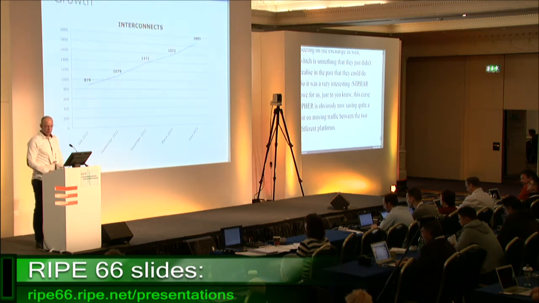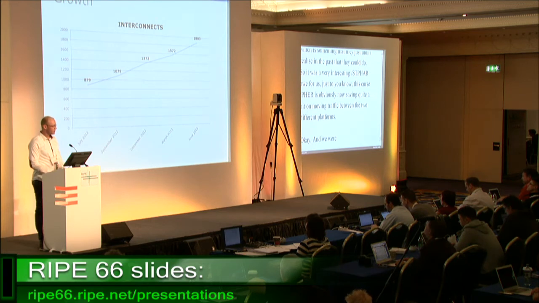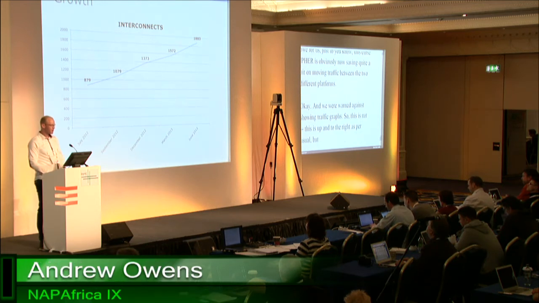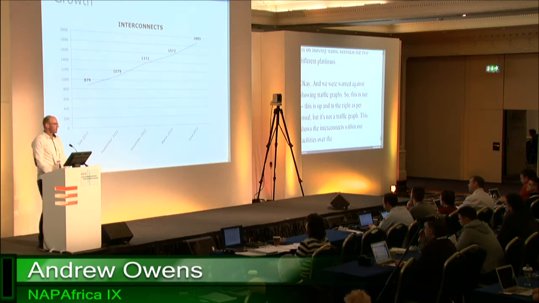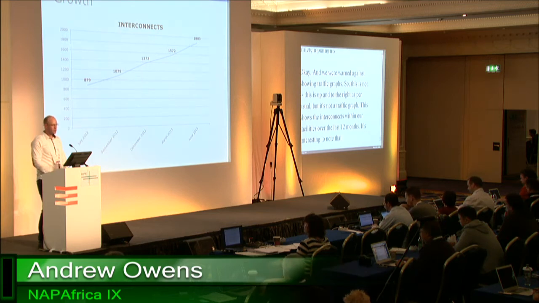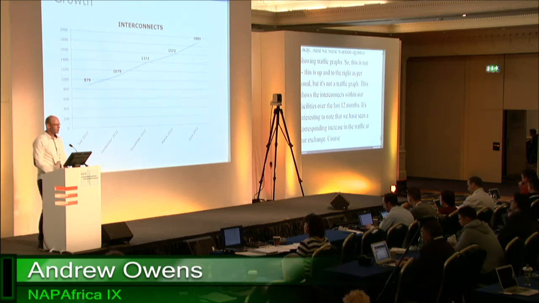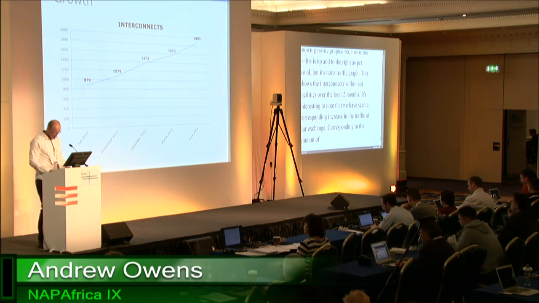Okay, and we were warned against showing traffic graphs. So this is up and to the right as per usual, but it's not a traffic graph. This shows the interconnects within our facilities over the last 12 months. It's interesting to note that we've seen a corresponding increase in the traffic at our exchange, corresponding to the amount of interconnects that we've deployed.